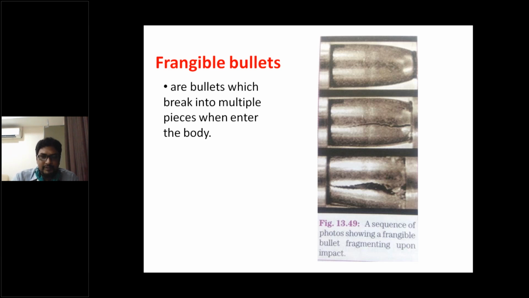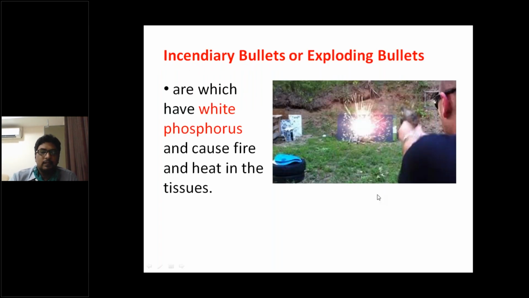Next one is frangible bullets. Frangible bullets are bullets which break into multiple pieces when they enter the body. So this is also one more entity in order to cause more damage at the target organ. You can see here the bullet is there when it is hitting, and then it is breaking into pieces.